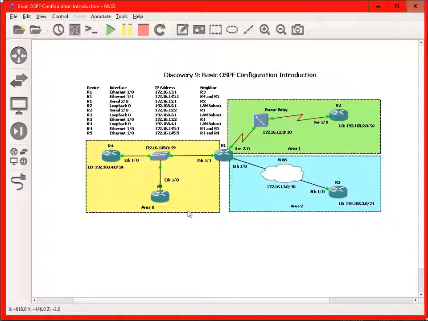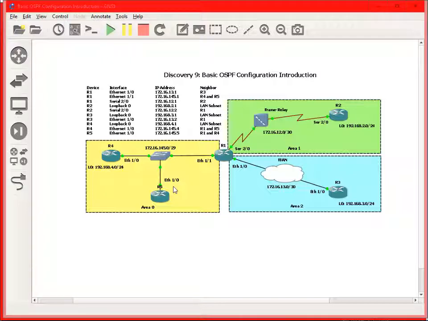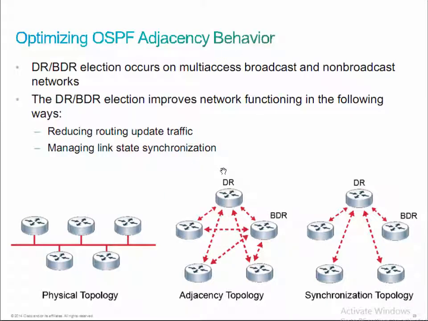Now, the way that the election occurs is the router that has the highest interface priority within the broadcast domain is going to become the DR. But since all the routers have the same priority, there needs to be a tiebreaker. And in this particular case, the tiebreaker is the router with the highest router ID. Kind of makes sense, right? Router 5 would become the DR in this particular scenario because router 5 does have the highest router ID.